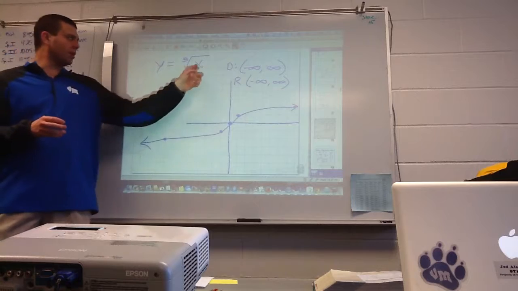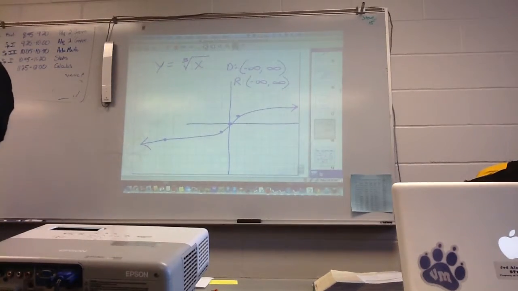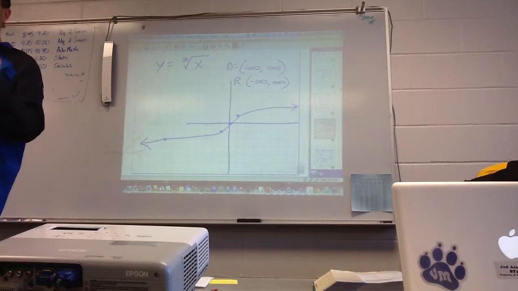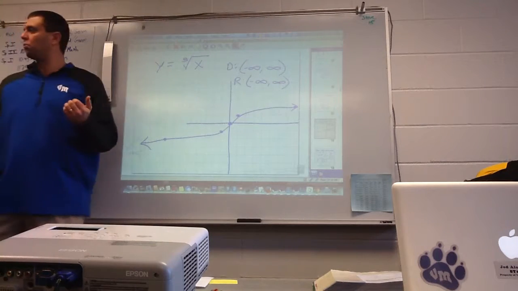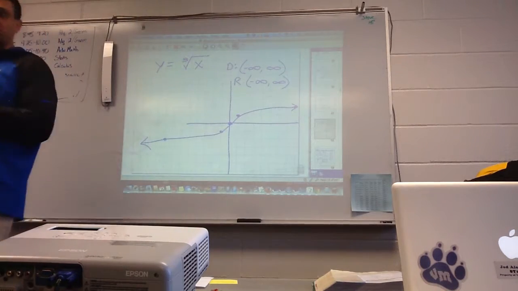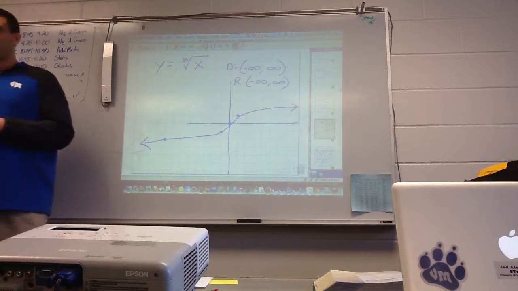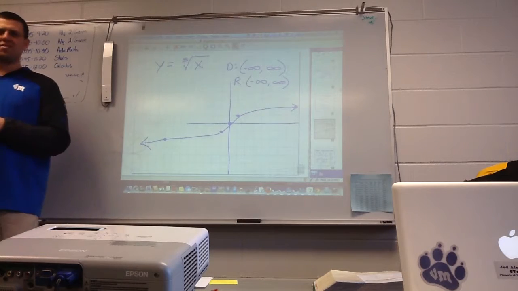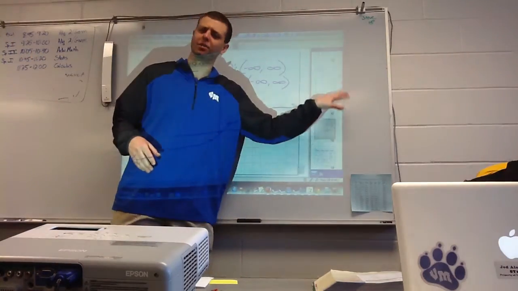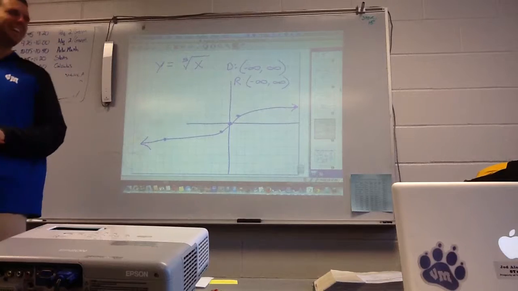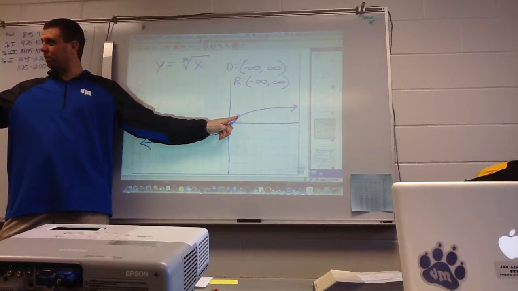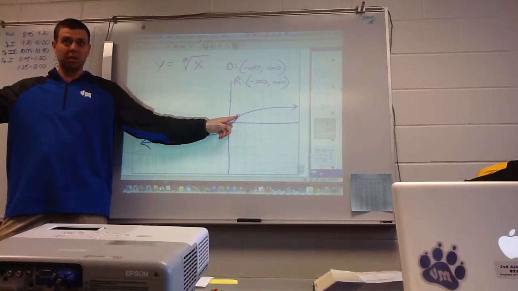If you plug in 0 for x, what is the cube root of 0? 0. So 0 comma 0 is a point that I plotted. What's another nice number? 8. What's the cube root of 8? 2. So I plotted 8 comma 2. What's more? 64. The cube root of 64 is 4. I ran out of space, so I didn't put that one on there. And an easy one: 1, 1, because 1 times 1 times 1 is 1.